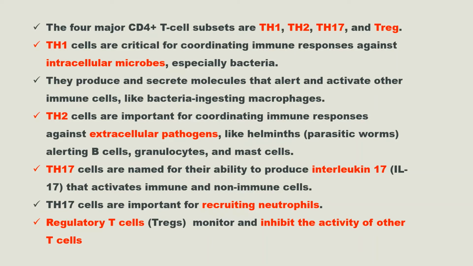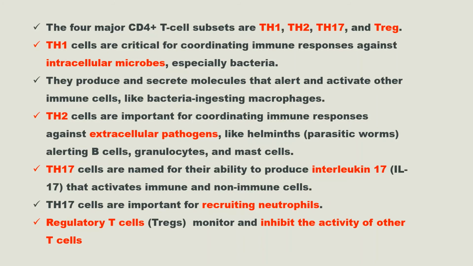Th2 cells are important for coordinating immune response against extracellular pathogens like helminths, parasitic worms, alerting B cells, granulocytes and mast cells. So Th2 cells work against extracellular pathogens. Th1 against intracellular microbes, Th2 against extracellular pathogens like parasitic worms. That will alert B cells and granulocytes. Granulocytes means neutrophil, basophil, eosinophil, mast cell, etc. Okay. Th2.